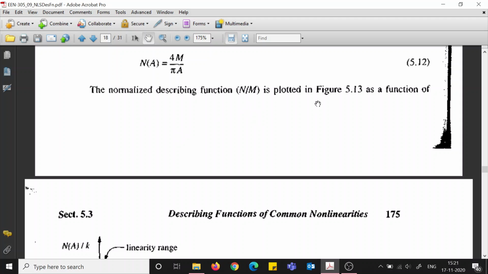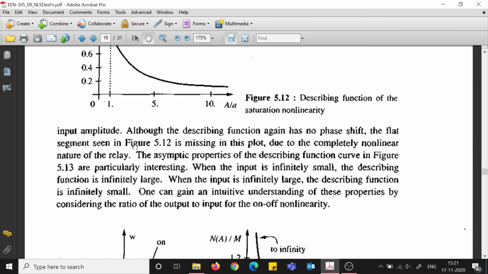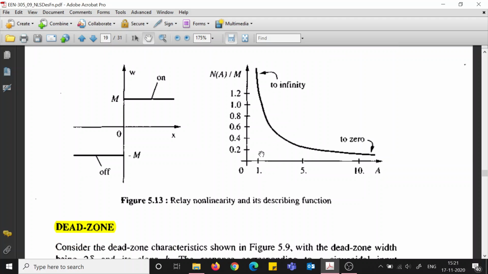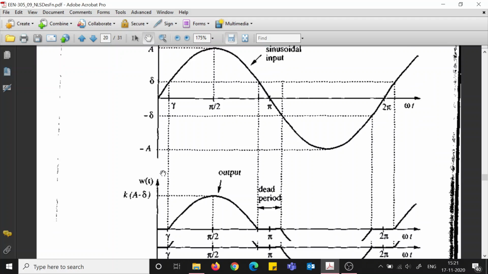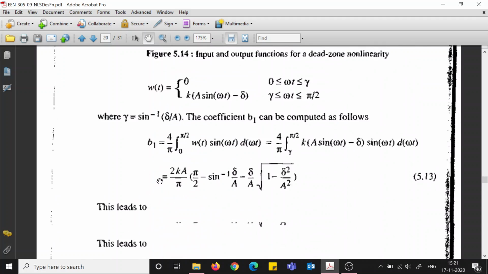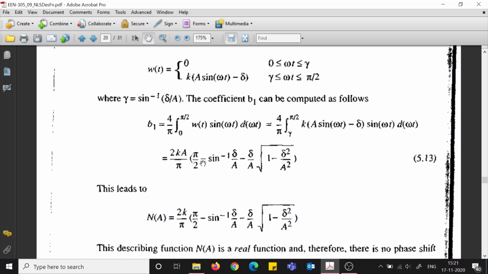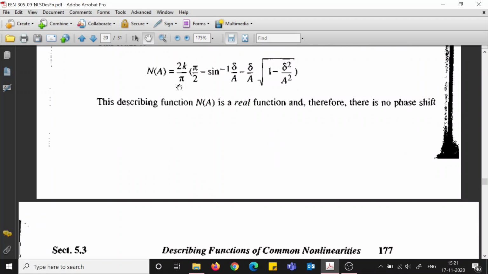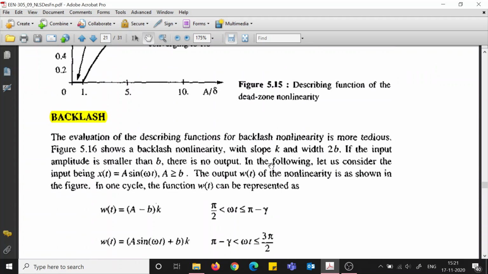The normalized describing functions are plotted, so you can see the different plots, and these plots can also be remembered. In the dead zone nonlinearity, there is a period where the output is 0, from 0 to gamma, and from gamma to pi by 2 it is a sinusoid with a phase shift. Then you can compute it, and this is your Na.